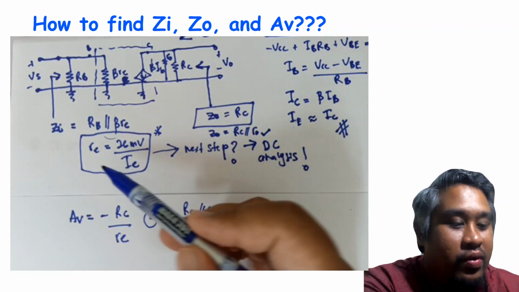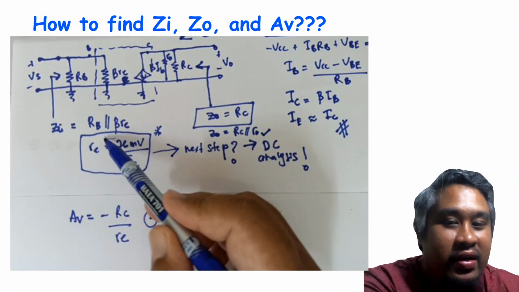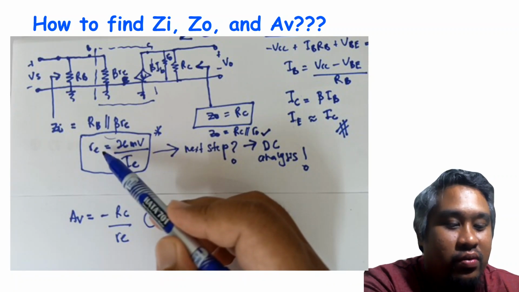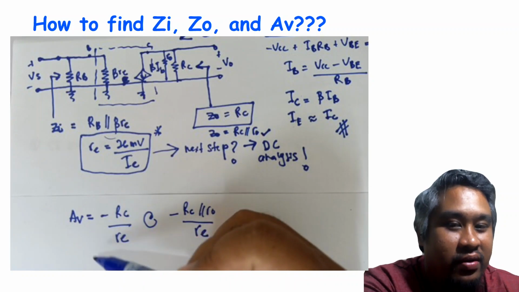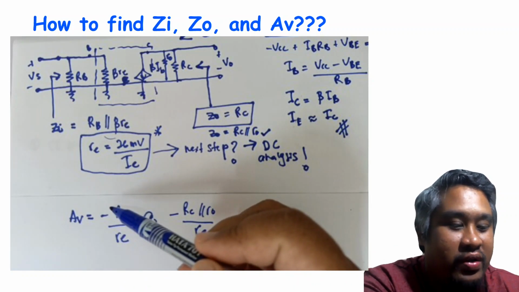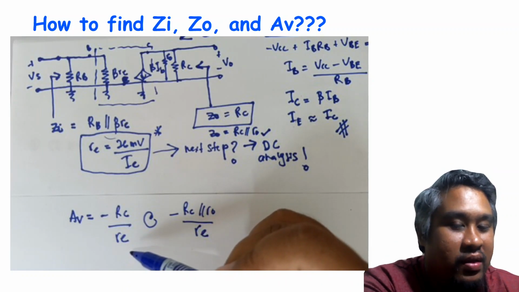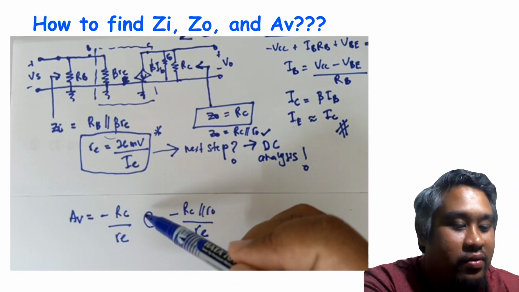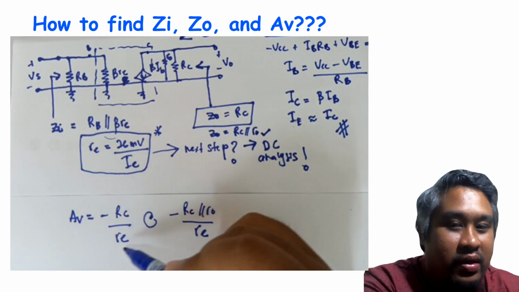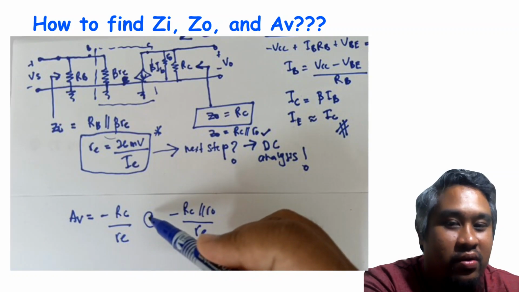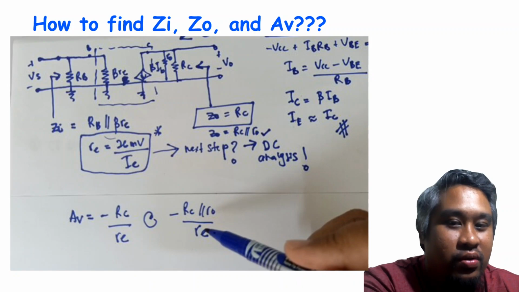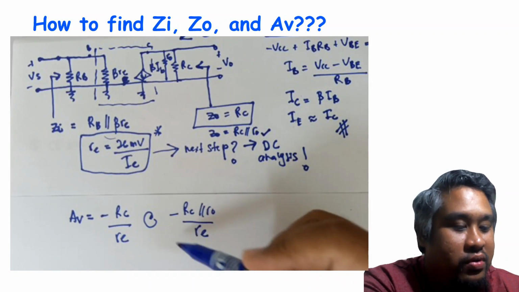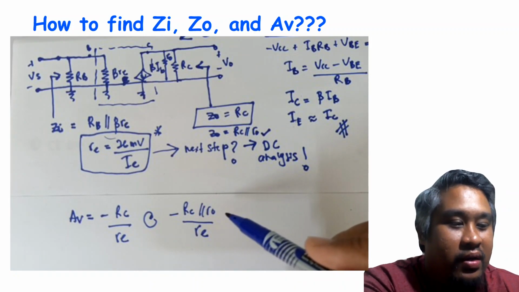So we have determined the RE value, and then we can easily find the AV. If the question by default does not consider the R out, we just use this formula: AV equals minus RC over RE. If the question asks you to consider R out, we have to use this formula.